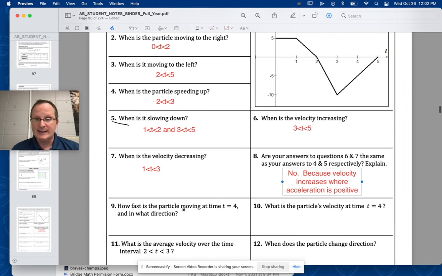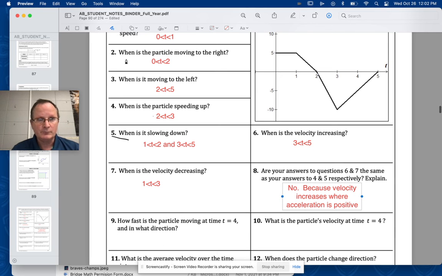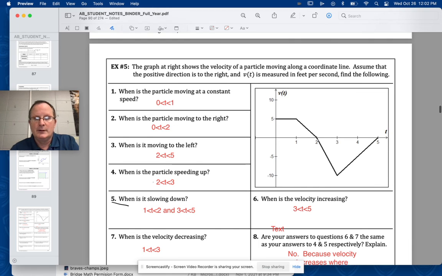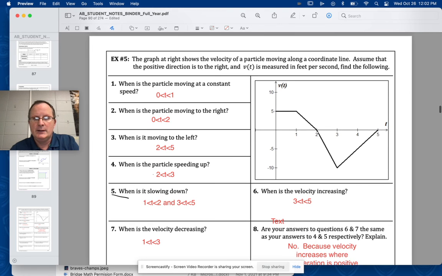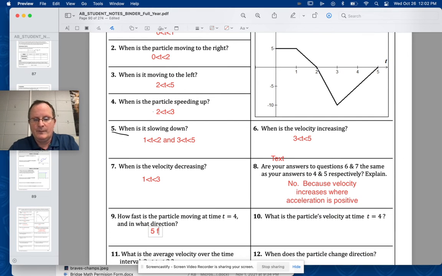So at t equals 4, we're moving 5 feet per second to the left.